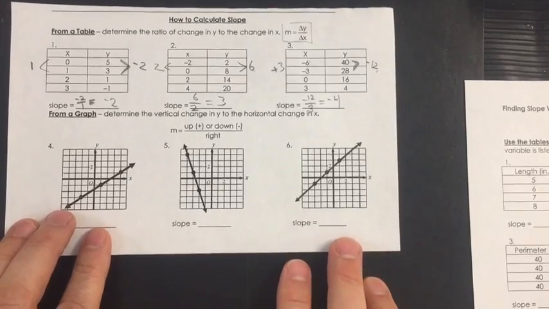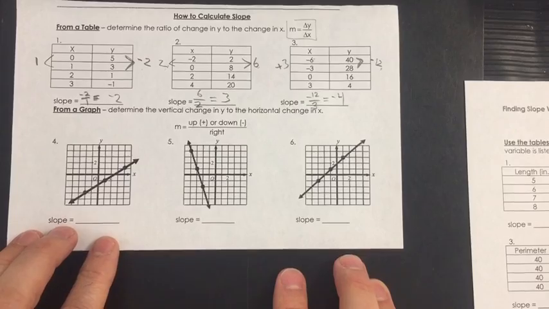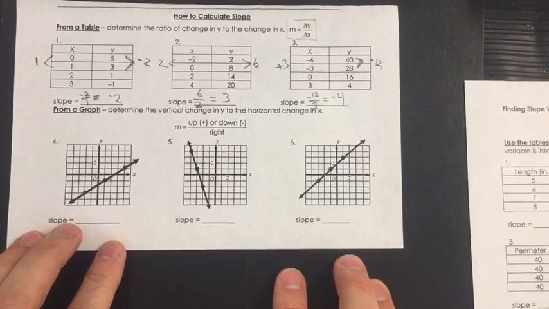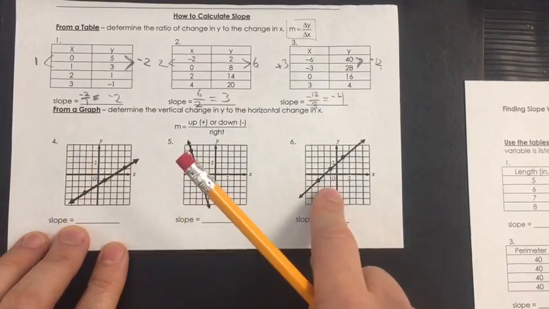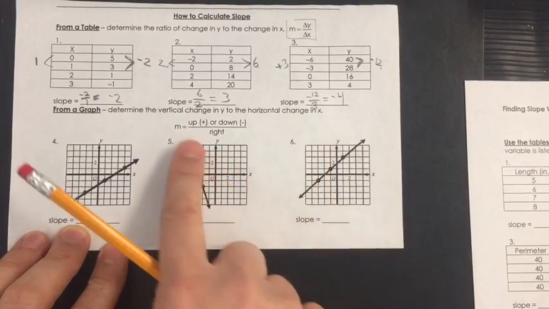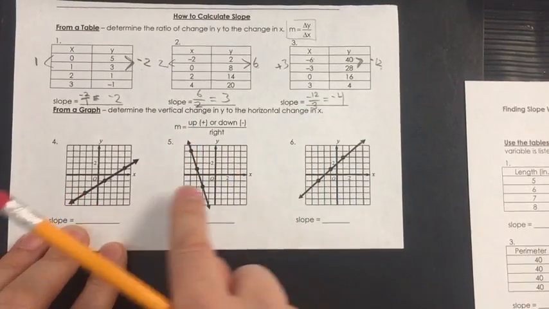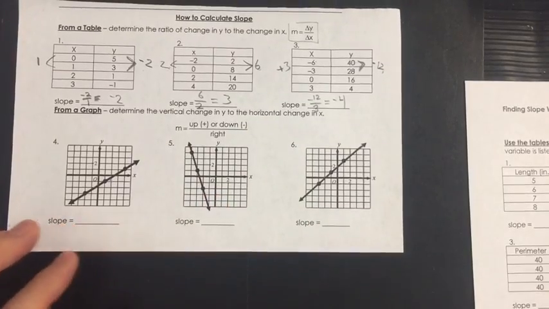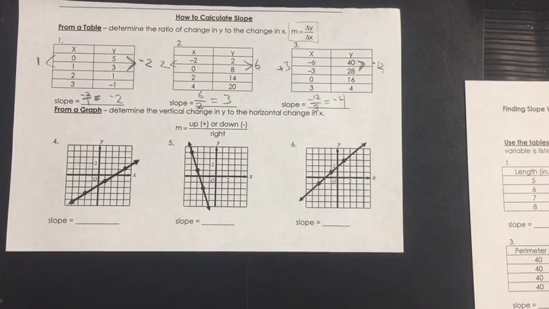Let's take a look at what you do if you see a graph. A lot of people think it's easier on a graph because it's more visual. So we're going to take a look at each of these 3 graphs. We're going to figure out the vertical change in y to the horizontal change in x. Basically, we're going to figure out the slope. Okay? Now take a look at all three of these lines. Which one has a negative slope? And if you think you know, tell me why you think it's the negative. Is 4 negative, is 5 negative, or is 6 negative?